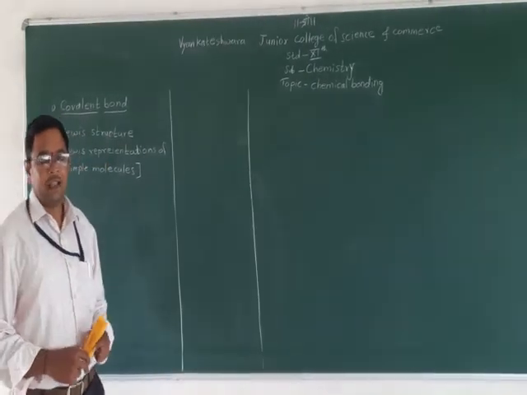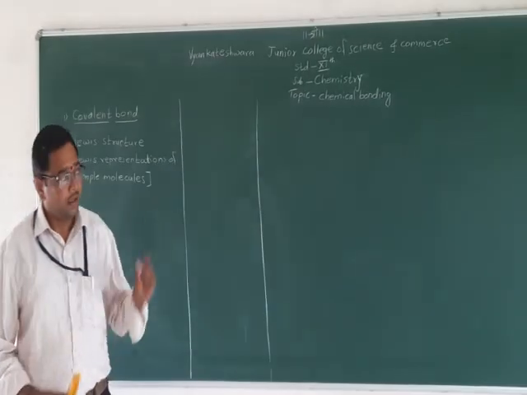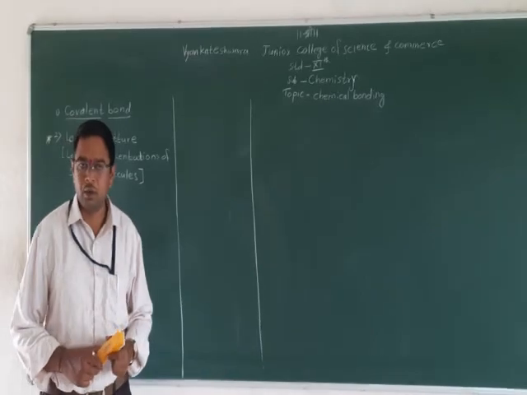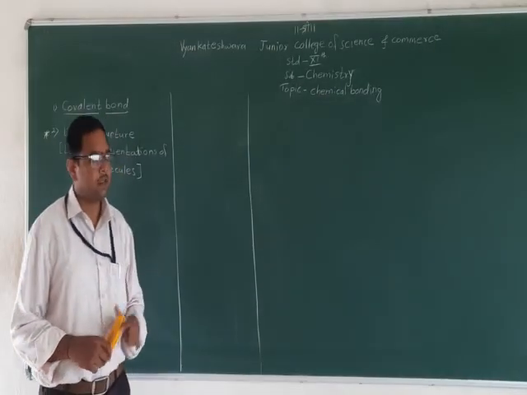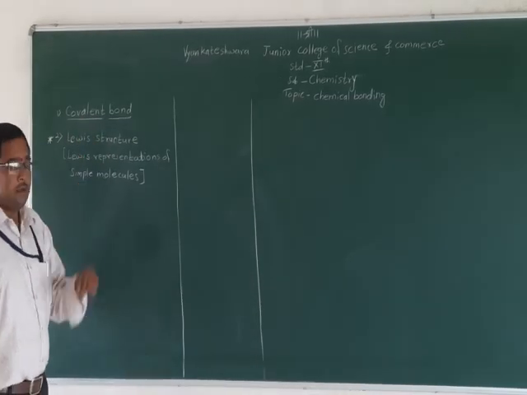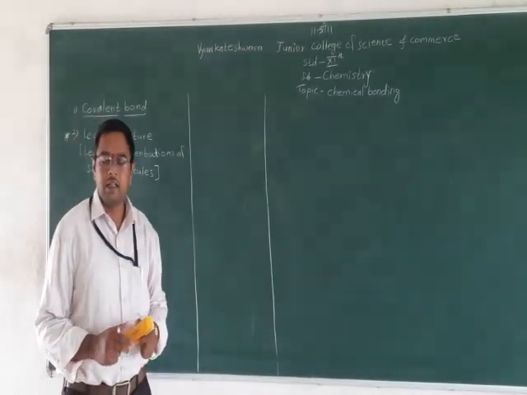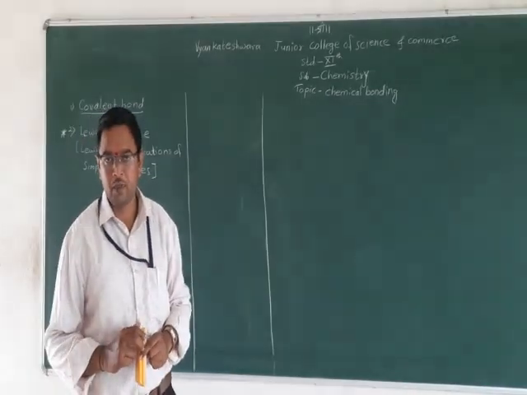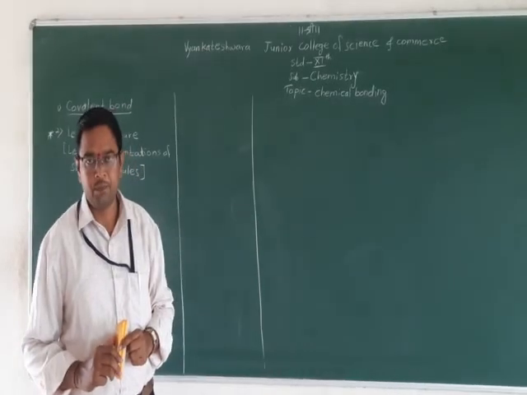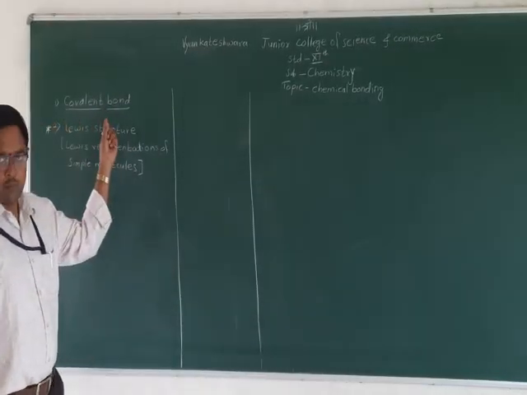Good morning. Last lecture we have seen about the ionic bond. In this topic, chemical bonding, there are two types of bonds: the ionic bond, which is already explained, and the second is the covalent bond. This covalent bond means there is a sharing of electrons between two similar or same electronegative atoms. This sharing of electrons is called a covalent bond.